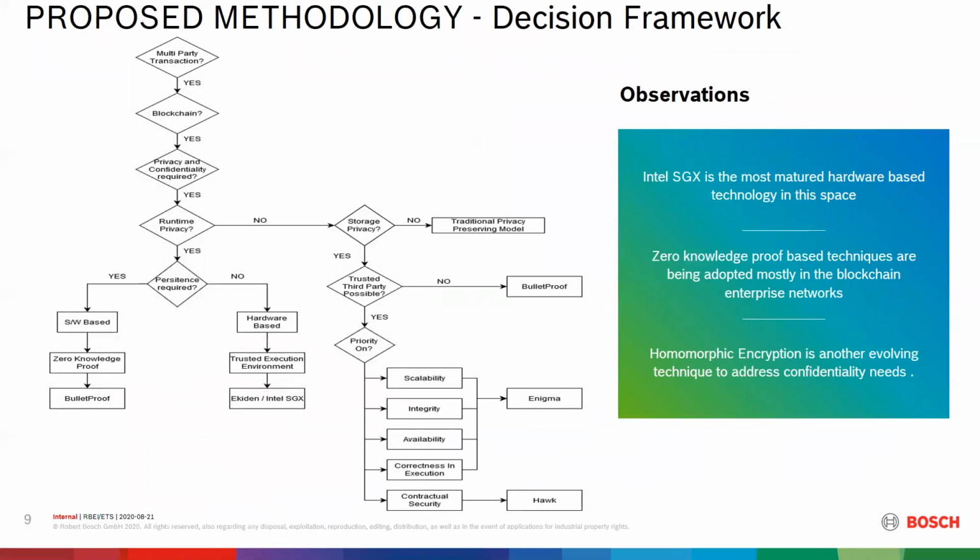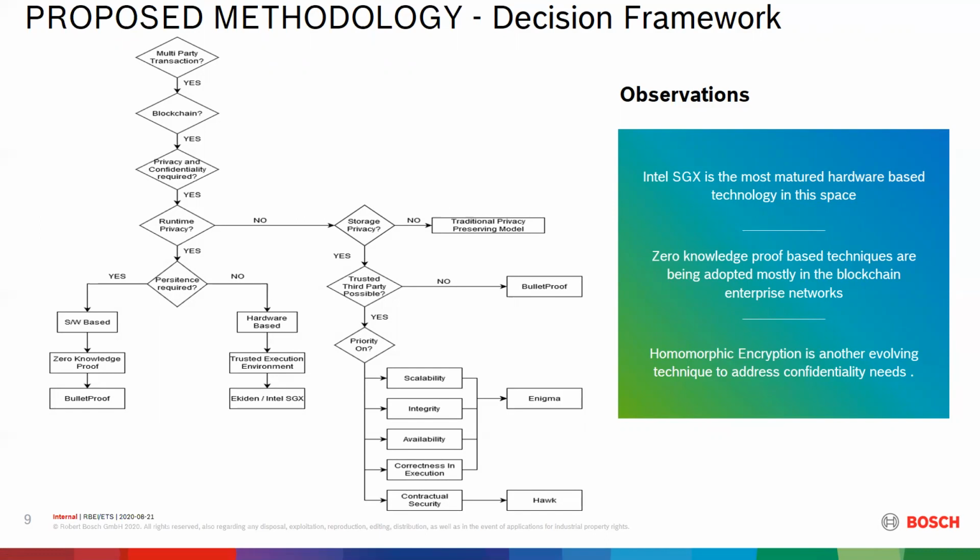So our proposed methodology is a decision framework to choose the best framework for a particular business requirement. How this decision framework can be used is by asking questions. So let's give it a try. Is multi-party transaction required for a given business use case? If it is a yes, is blockchain technology needed? If it is a yes, is privacy and confidentiality required?